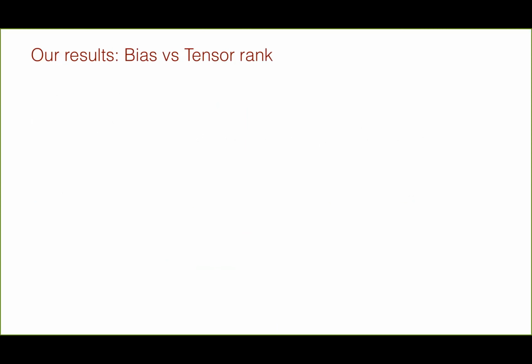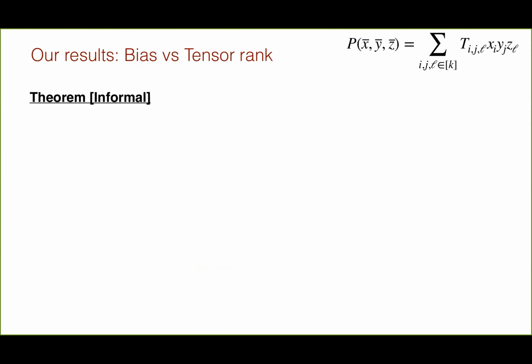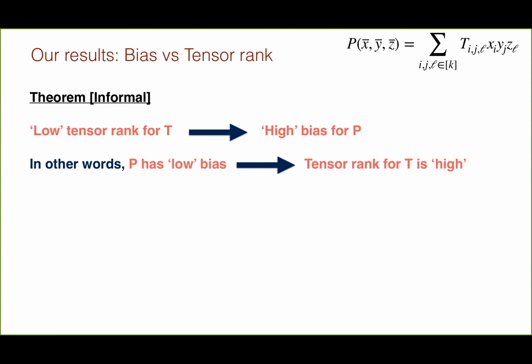All right, so let me state the results. One of our results, we show a connection between bias and tensor rank. So again, P is the trilinear form, T is the corresponding tensor. So informally, what we show is that if the tensor rank of T is low, then the bias of P should be high. Or in the other direction, if P has low bias, then T has high tensor rank.